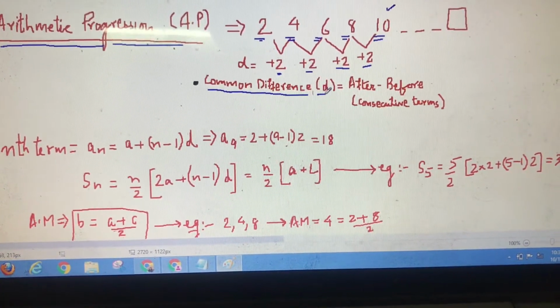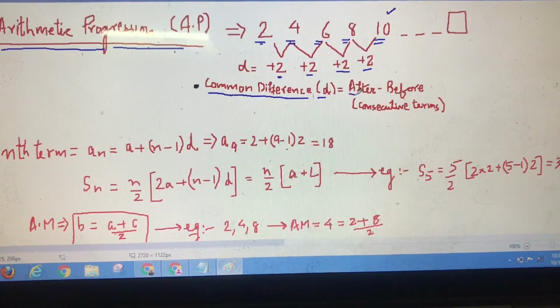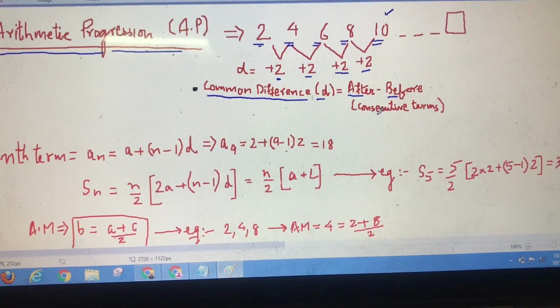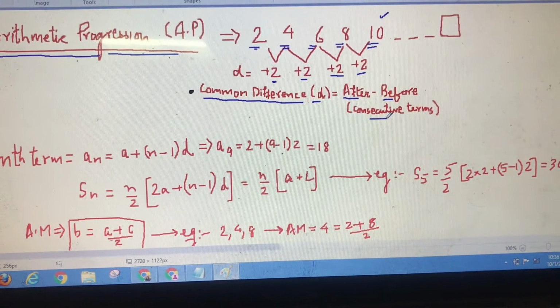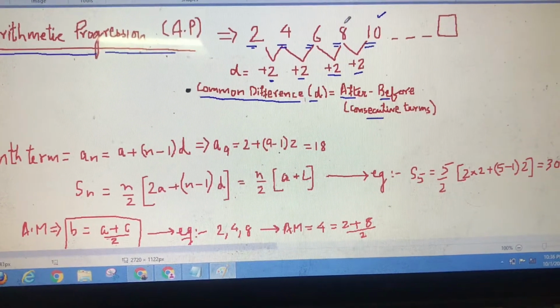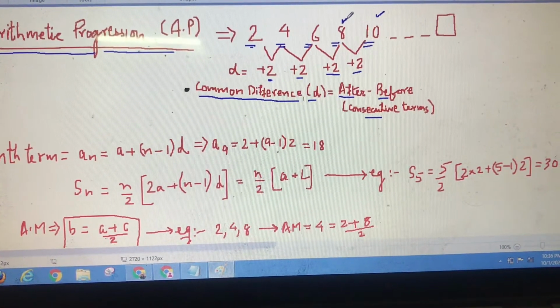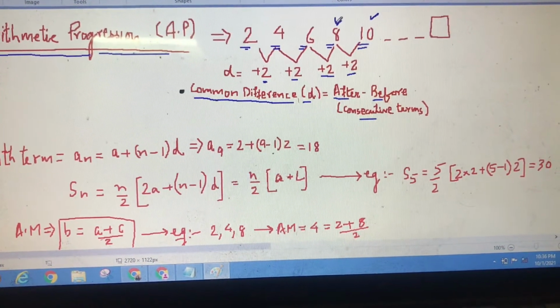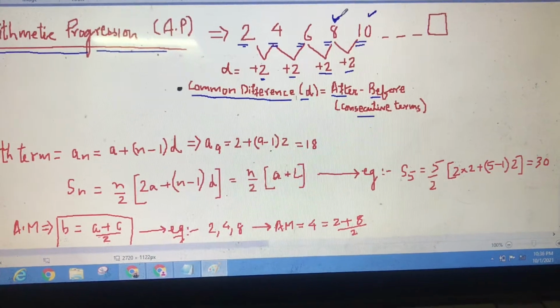The difference existing between any two consecutive terms should be common. Okay, common difference D. Now what is that equal to? That is equal to after term minus before term. But remember both the terms have to be consecutive. You pick up any two terms, for example 10 and 8. What is the after term? 10. 10 minus before term 8 is equal to 2. So that is the common difference.